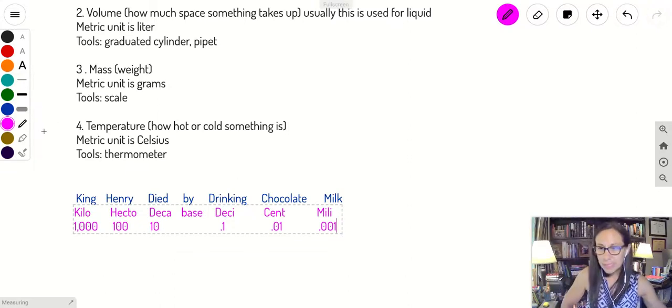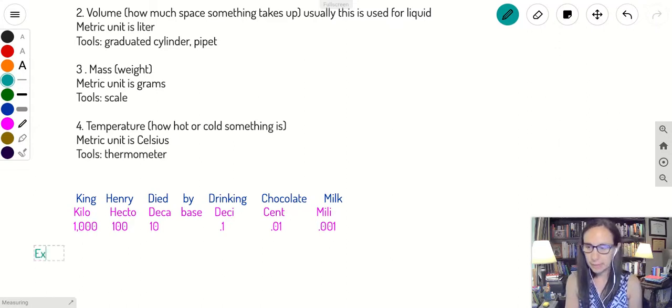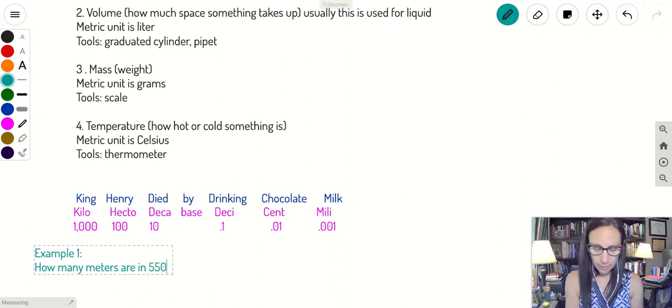So let's try some examples. Okay, let's say in a problem, and you will have a few of these in your quiz today. So let me do a different color. I'm going to do this teal color. It's nice. And let's do a sample problem. Example number 1. Let's say the question is, how many meters are in 550 centimeters? Okay.